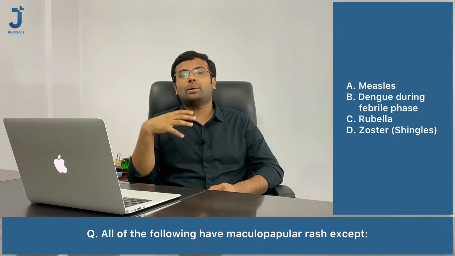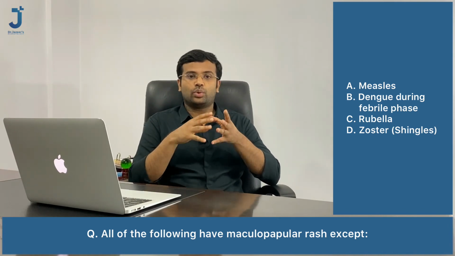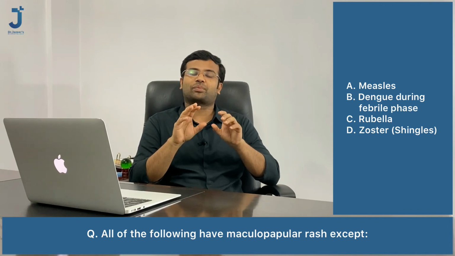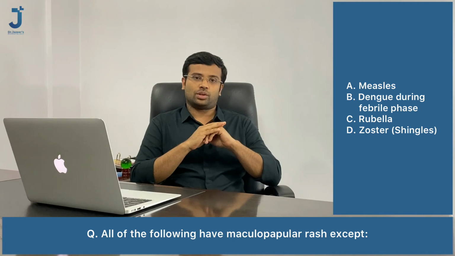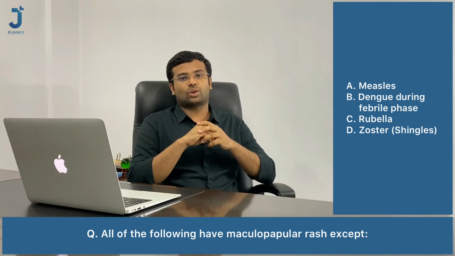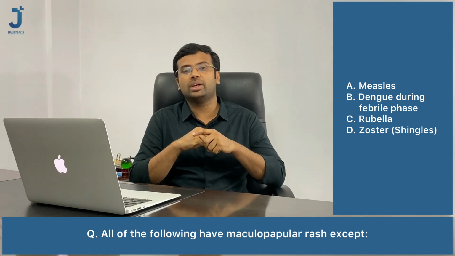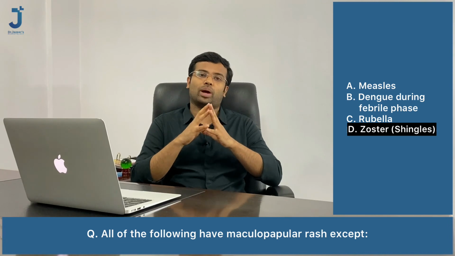But what is the type of rash that you expect in herpes zoster? In shingles, you expect grouped vesicles on an erythematous base in a dermatomal distribution. So you are expecting a vesicular rash in the case of herpes zoster. So the right answer here would be herpes zoster or shingles, where we do not expect a maculopapular rash.